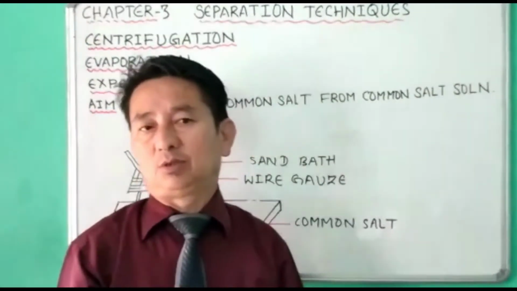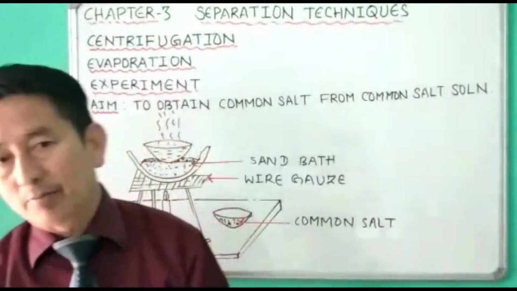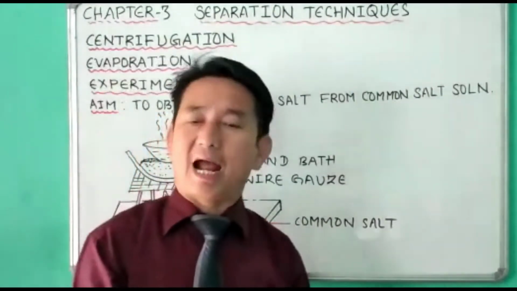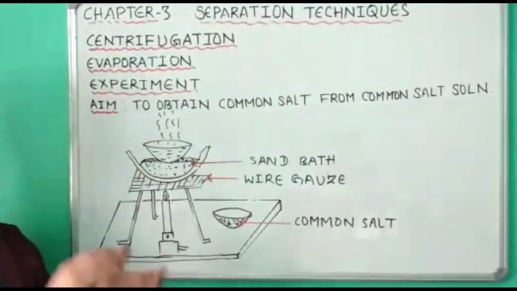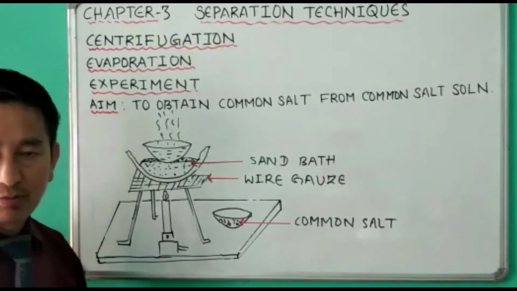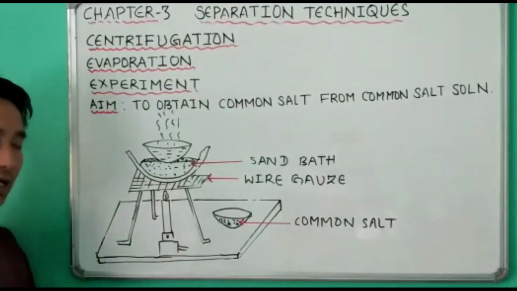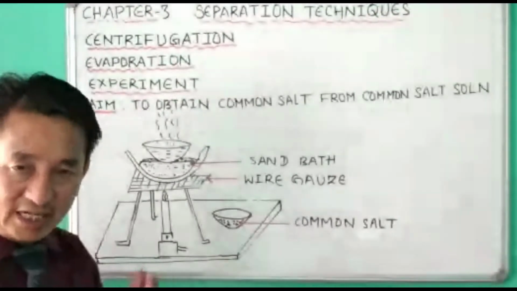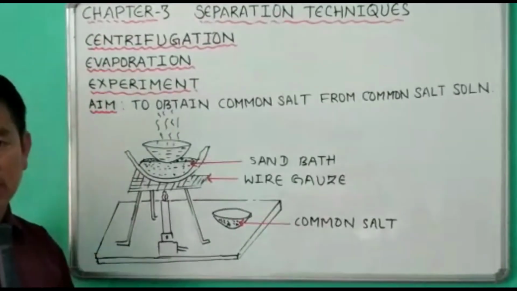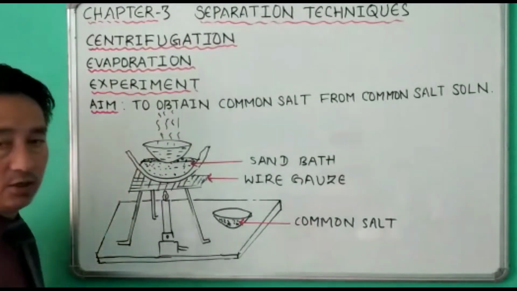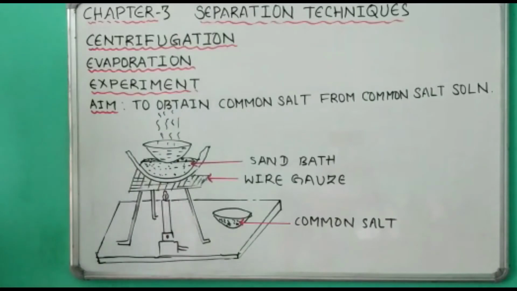Procedure: first, we'll take common salt in a beaker. Then we'll add water into the beaker containing common salt, and we'll stir it with a glass rod. Then we'll take this common salt solution into the china dish. As you can see here, we'll set up all the equipment as shown in the diagram.